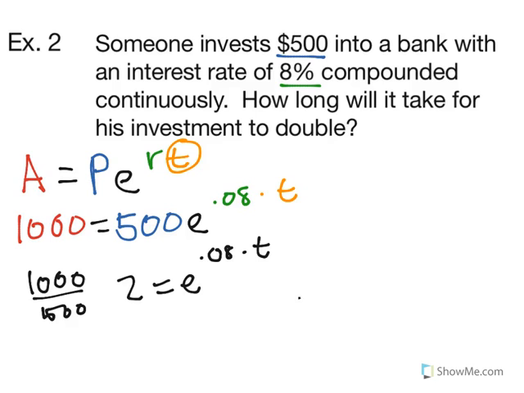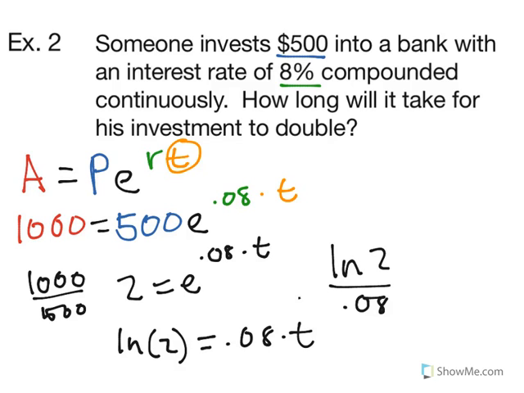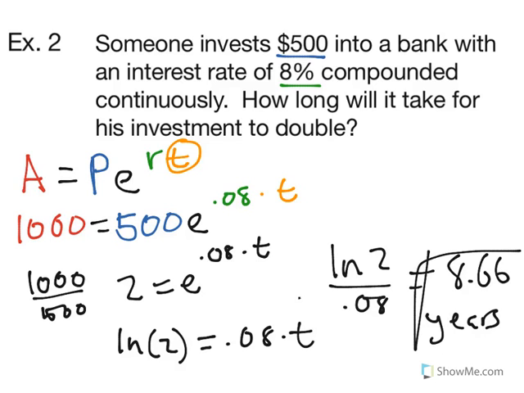Now after that, you're going to want to use a natural logarithm to cancel out that e. So you're going to take the natural logarithm of both sides, and you'll get the natural log of 2 is equal to 0.08 times t. And now all you're going to want to do is take ln of 2 divided by 0.08, and that will equal your t, which is 8.66 years. And that's your answer.